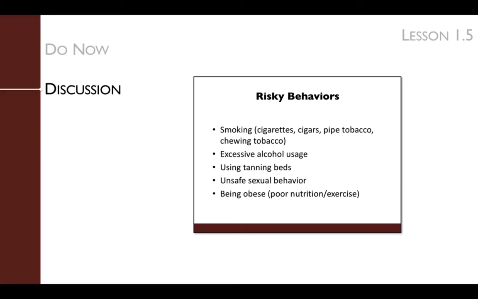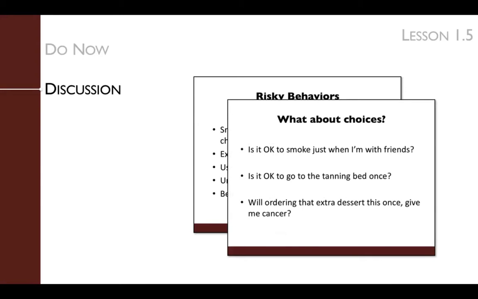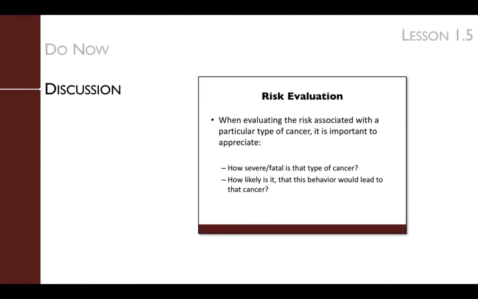Next, we set up the most common behaviors that increase our risk of cancer. But what if we engage in such behaviors only occasionally? It is important to realize that risk depends on how often we engage in risky behaviors. This leads us to the two major questions to ask in risk evaluation. First, how dangerous or severe is the outcome? And second, how likely is that behavior going to lead to the outcome?